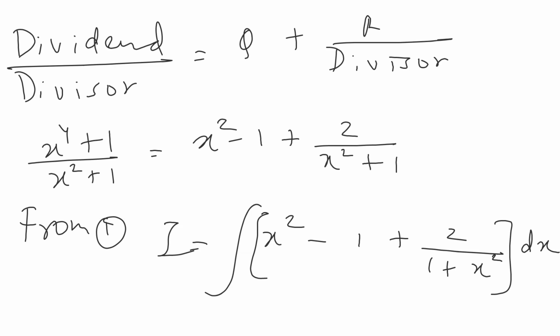Now individual integration. X cube upon 3 minus x plus 2 tan inverse x. Perfect. This is x cube upon 3. Integration of 1 is x. 2 is a constant, it will go outside. So it will be 1 upon 1 plus x square, and the integration of 1 upon 1 plus x square is tan inverse x.